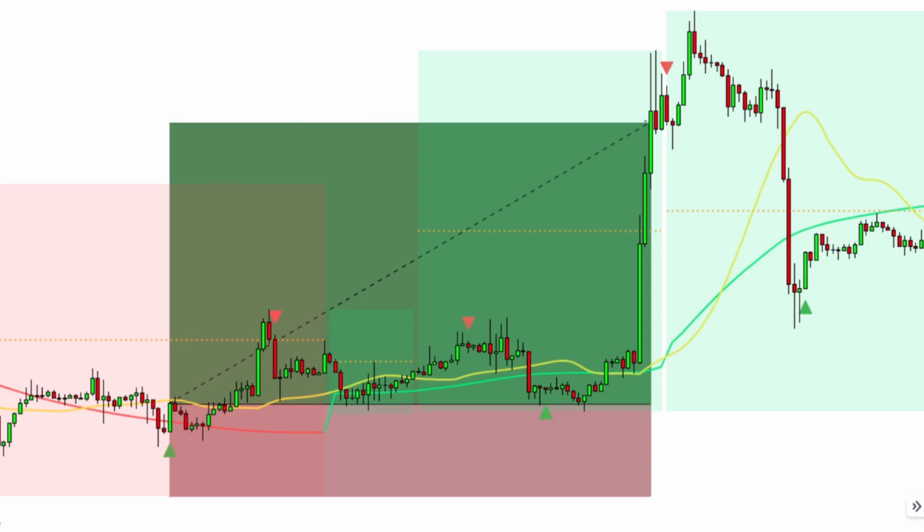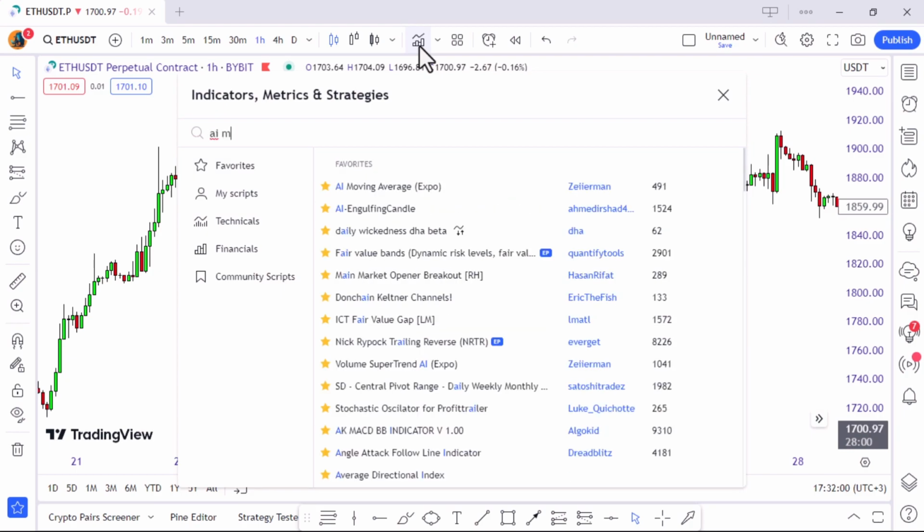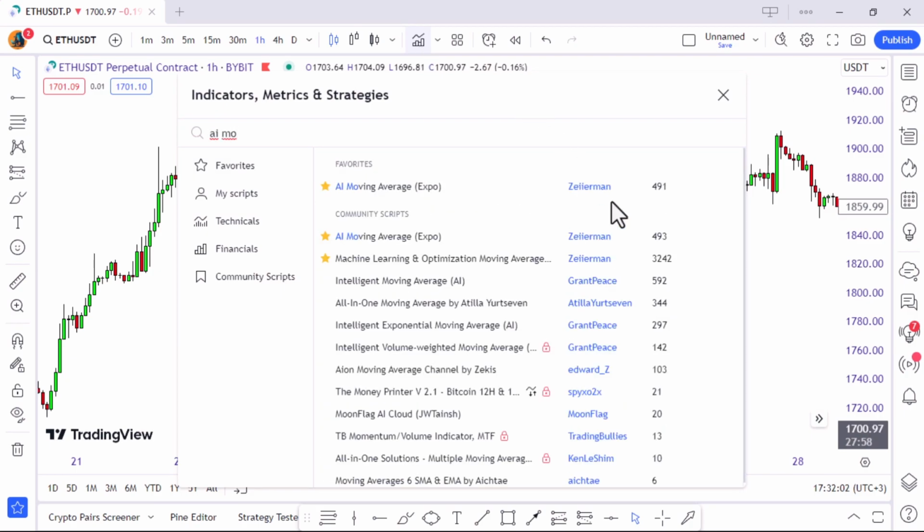Now, let's dive back into our AI moving average trading strategy. So let's break down the essence of this strategy. There are two proposals on TradingView that play a key role here. The first one is this by Zierman.